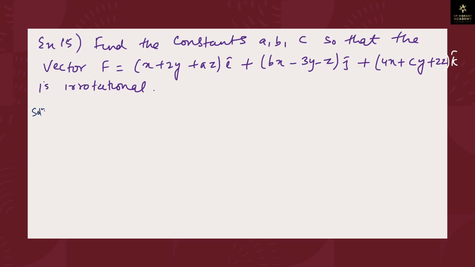Let us discuss question number 15. How can we solve this? I will give the hint. Find the constants a, b and c so that the vector f is irrotational. The condition for an irrotational vector is that the curl of f, that is del cross f, is equal to 0.